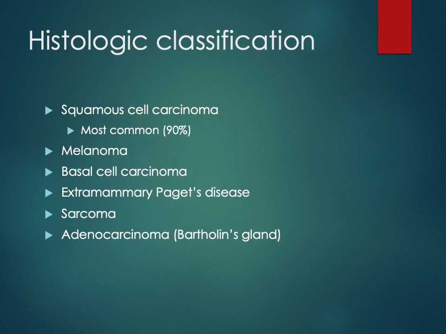Histologic classification, squamous cell by far is the most common. Melanoma is the next most common. And then rarer types such as basal cell or extramammary Paget's disease. Rarely sarcomas or adenocarcinomas, which you can see.